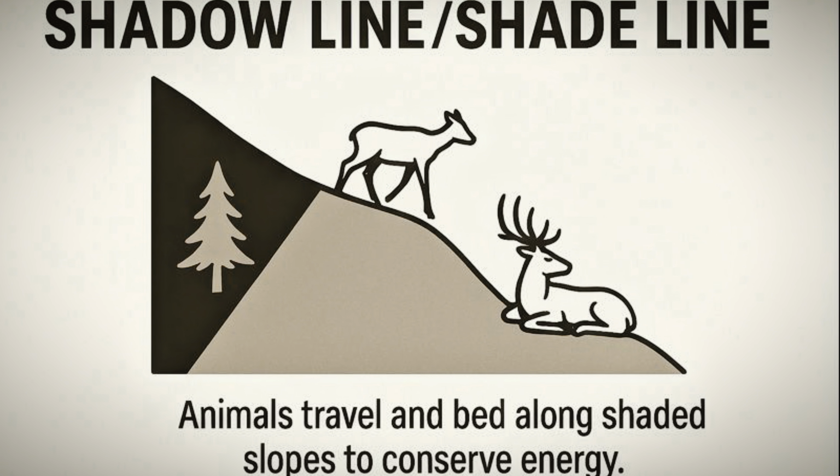Number 40 is the shadow line or shade line. Animals follow the shaded edges during heat to reduce their energy use. They're good for midday still hunting.